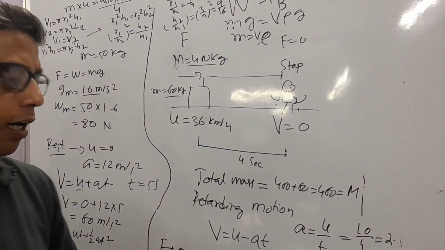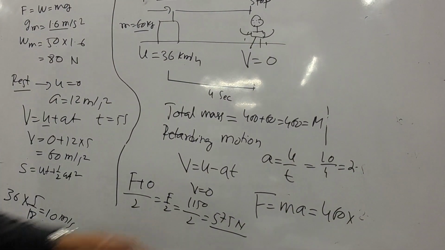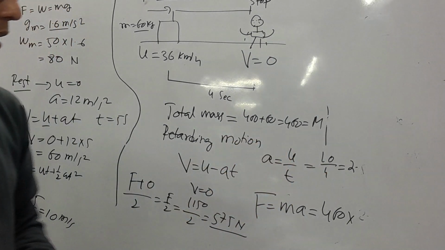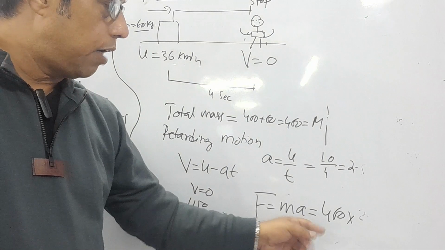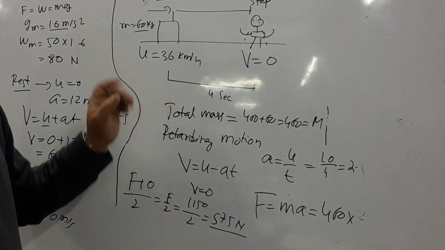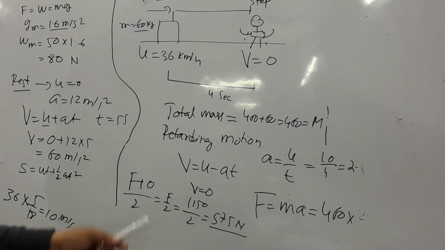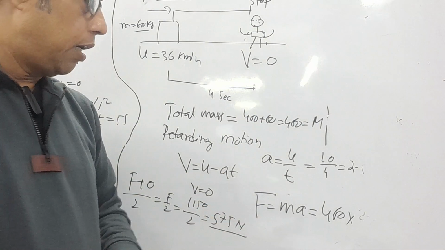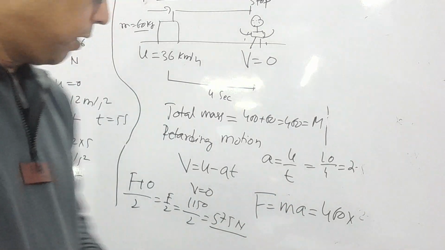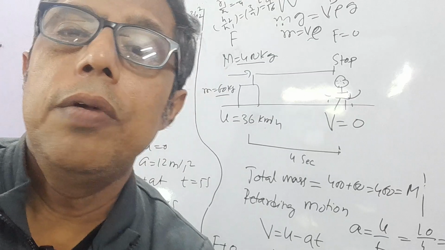So we calculate the retardation. For that we did the calculation, v is equal to u minus at, and we got the acceleration. Once we got the acceleration, by Newton's second law, force is equal to mass into acceleration. The mass is 460 because the total mass of the driver and the vehicle is 460 kg. So once you get the acceleration, you will get the force, force equal to mass into acceleration. Now if they ask for the average, then it will be F by 2. This way we will be solving the problem.